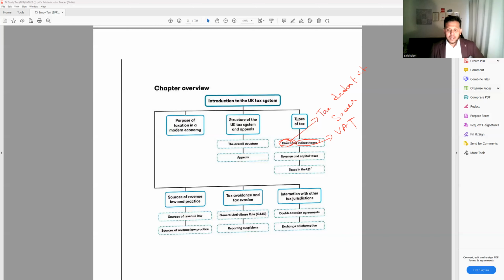Then we have taxes in the UK. So taxes in the UK, we have so many types of tax. We're going to look at them one by one. The next important one we have here is tax avoidance and tax evasion. Now, tax avoidance, nowadays we don't call it tax avoidance. Nowadays we call it tax planning. Tax planning means it's a sensible way to save tax.